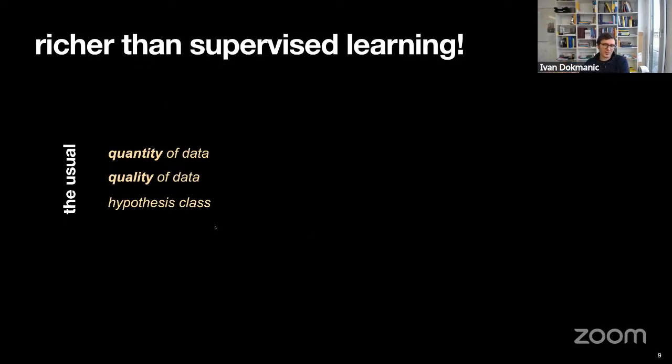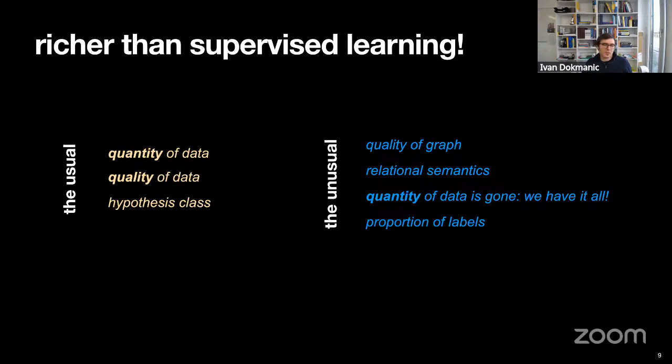The standard stuff that we deal with in SLT is that we have some amount of data, the data contains maybe some noise, and the hypothesis class is of a certain size and complexity. But on graphs, we also have the quality of the graph. The graph could be poor, it could be noisy. Links in a graph can encode all sorts of different things, so there are different relational semantics that change the way we learn on graphs. And there's really no role played anymore by the quantity of data, because in a node classification problem we always have the entire graph and all the features. What is now important is the proportion of labels about the nodes that we know.